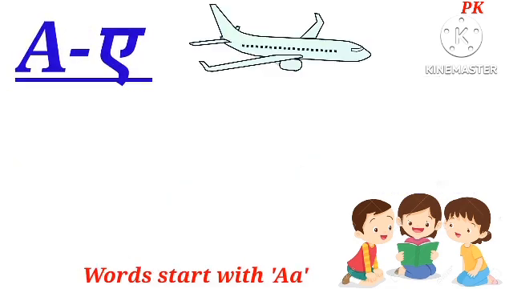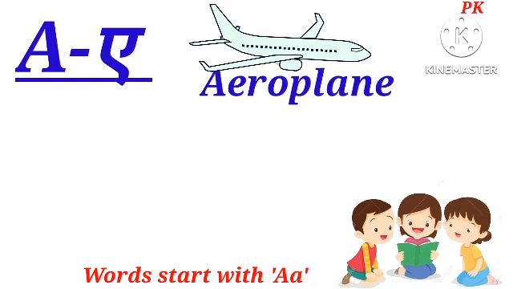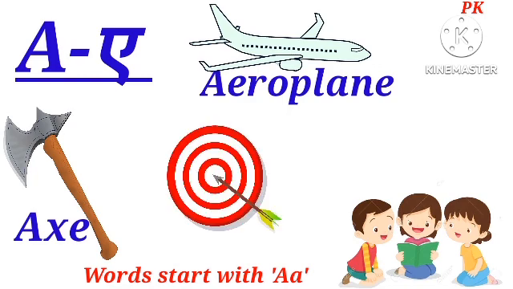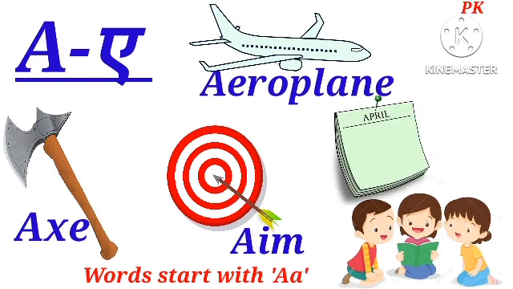Letter A, and it sounds A. So A says a aeroplane. A says a ax. A says a am. And A says a April month. So here what is the starting letter? A, and it sounds A. So A says A.